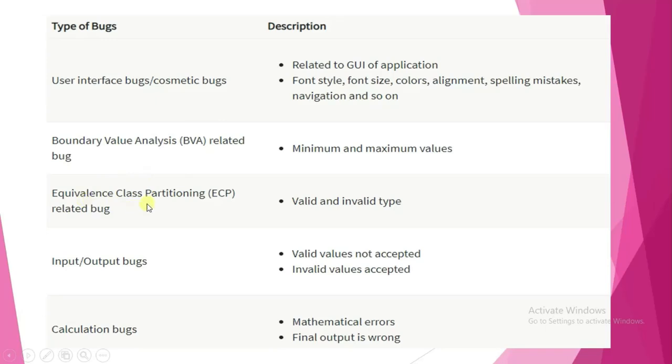Equivalence class partitioning related bugs are valid and invalid type bugs. Input output bugs are where valid values are not accepted or invalid values are accepted. Calculation bugs are mathematical errors, or the final output is wrong. So these are the bug types.